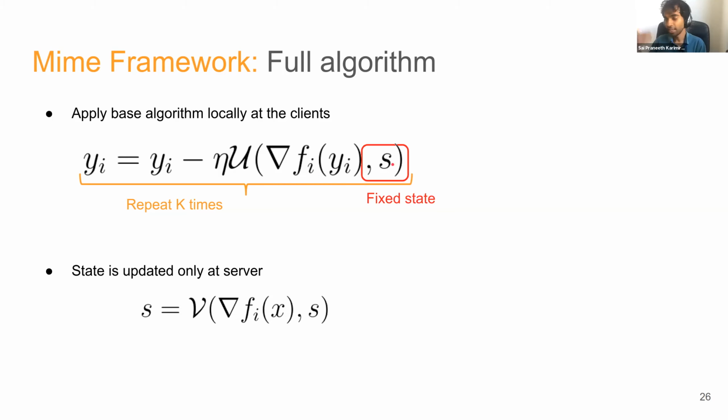adapting. So given any U comma V which works in the deep learning setting, say Adam or RMSprop or any of these fancy algorithms, they can all be broken down into U comma V sort of steps. And then we just repeatedly apply U for K times and apply V only at the server level. So this is the high level framework of MIME.